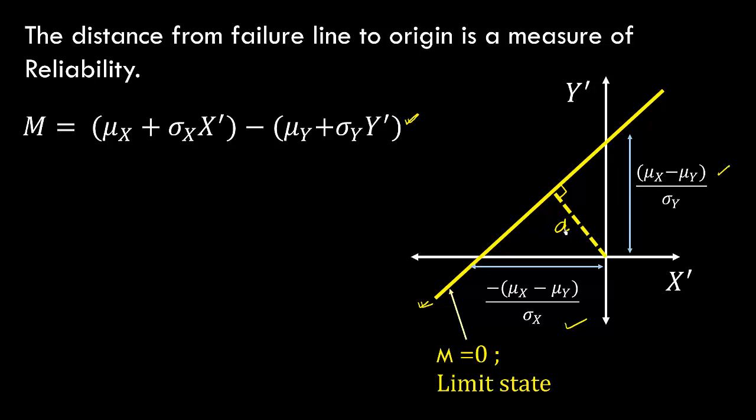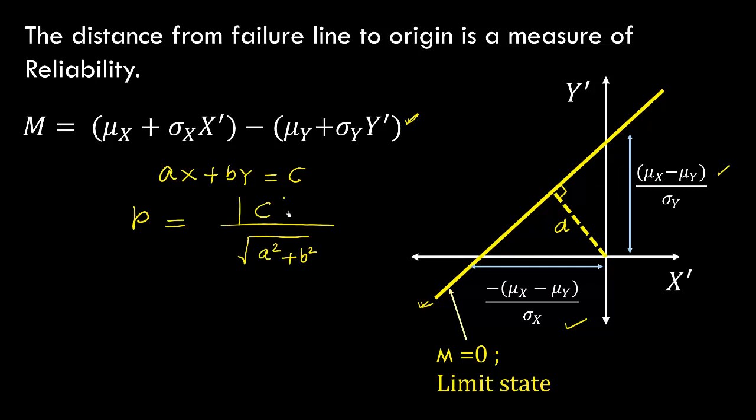So if you remember, we can use a formula that we have already learnt in coordinate geometry. So let's say if I have line equation ax plus by equals c, then we have the formula for perpendicular distance p equals c divided by square root of coefficient a square plus b square, and we have to take magnitude of c. Now we can use this formula here.